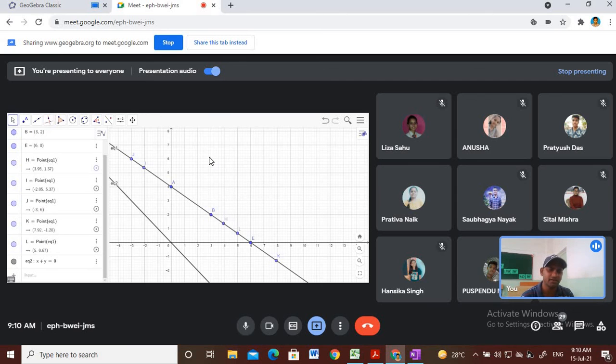But for the graph, you need not represent all these points on the Cartesian plane. Just 2 points are enough, because for a line you need only 2 points, not more than 2. Just join the 2 points and extend that line segment. You will get the graph of the equation. You will get the line.